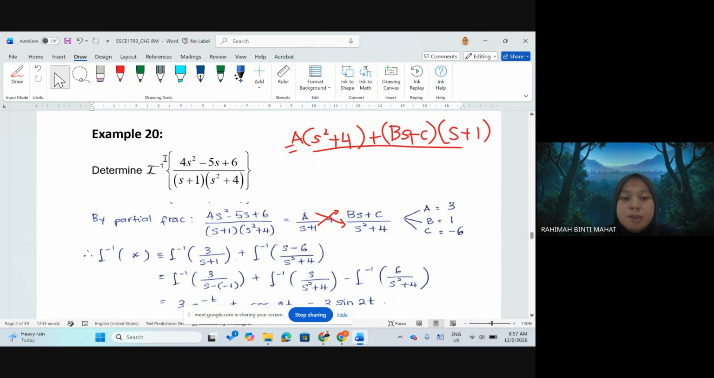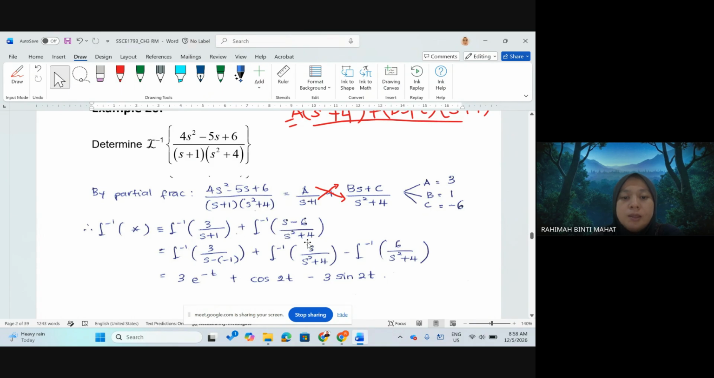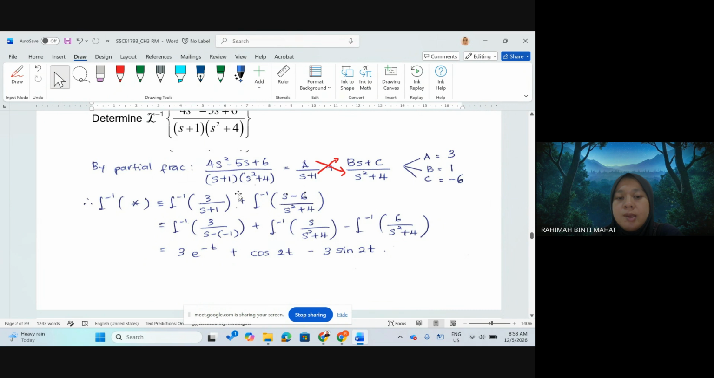Okay, and then after that this is the value. A is 3, B is 1, and C is equal to -6. You can get this term. And then after that, you can do the inverse by using the table. By using the table, you can find the value of the inverse.